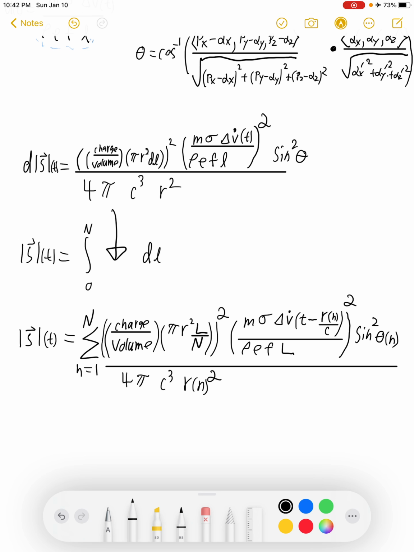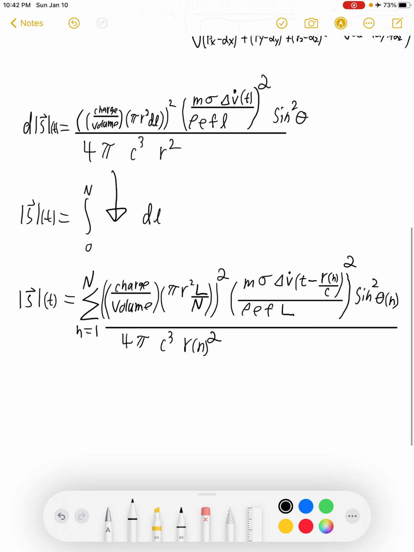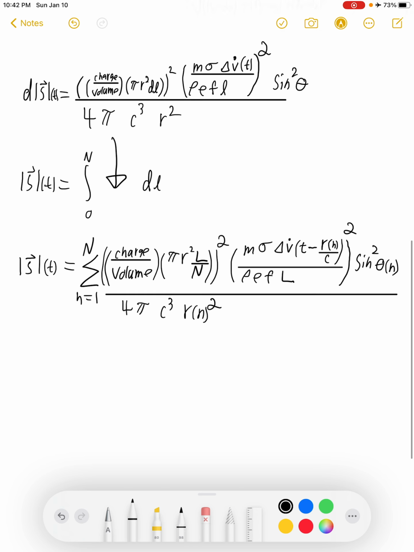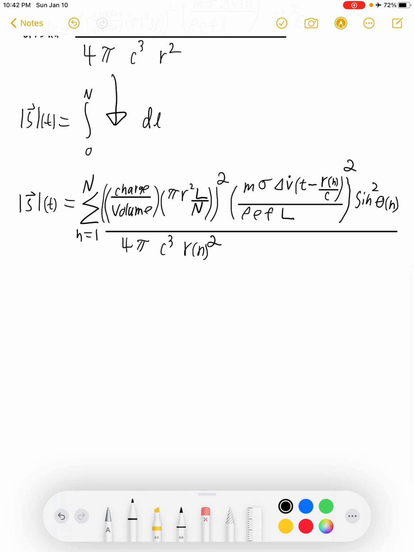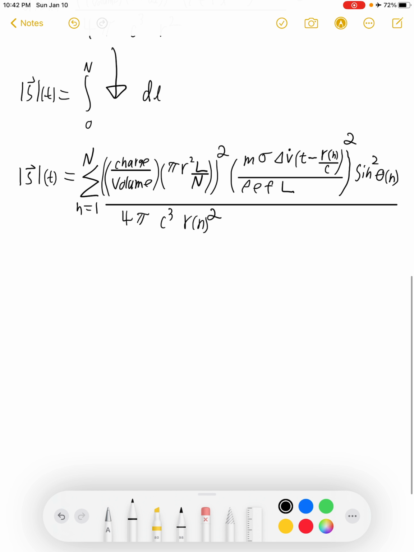Cool. So go around. That is the formula. How exactly can we use this? So let's do an example.